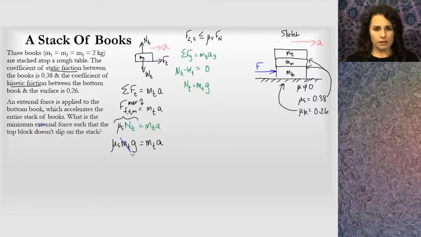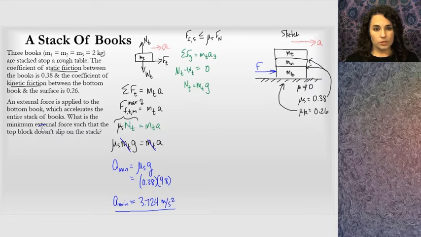Beautiful things happen. I love when mass cancels. You could have plugged it in, but you end up canceling. It ends up canceling itself out. And we can find this minimum acceleration. The minimum acceleration equals the mu S times G. Well, I know both those values, 0.38. G is the acceleration due to gravity on the planet Earth, which is 9.8. And when you run this through your calculator, you get the minimum acceleration to be 3.724 meters per second squared. Okay, that's all that is.